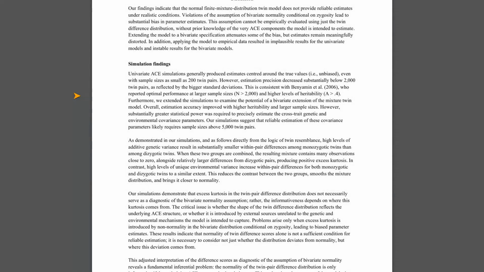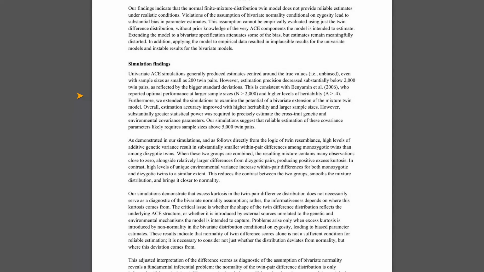The normal ACE model, even with its inherent differences between MZ and DZ twins, tends to produce either normal or positively kurtotic distributions. So, when you see negative kurtosis in the differences, it strongly suggests something else is going on, some other source of non-normality that is likely causing bias.